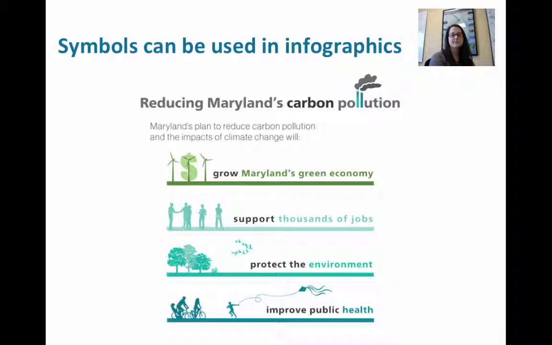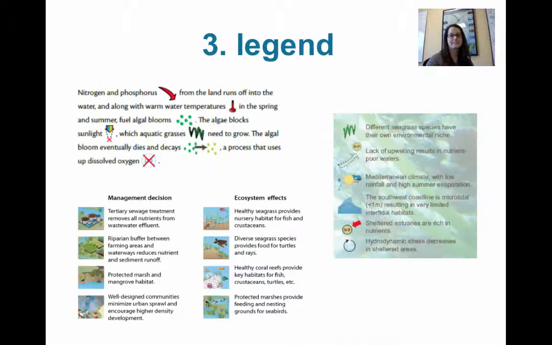And you can also use symbols in infographics. So these are each symbols that were just turned into one color icons, and they are showing how Maryland's plan to reduce carbon pollution will impact the state of Maryland.